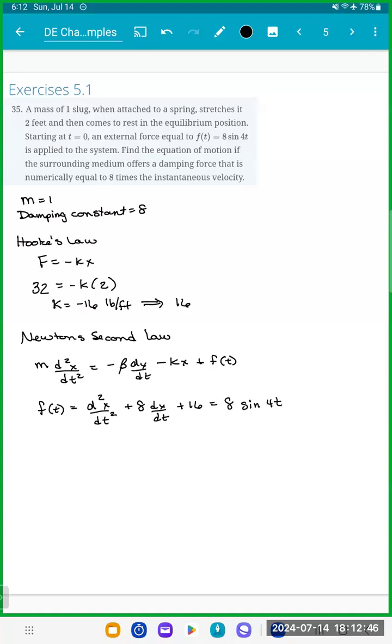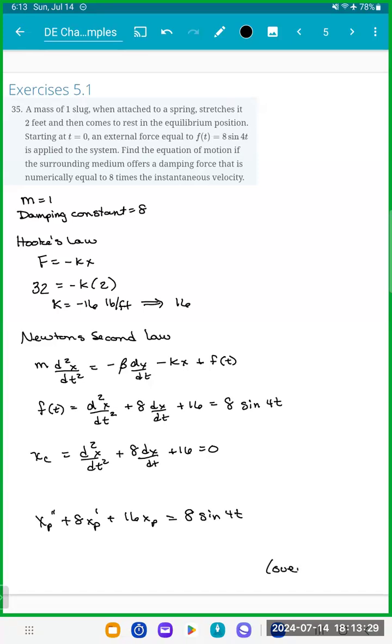So from that, we can see that our x sub c is going to be d squared x dt squared plus 8 dx dt plus 16 is equal to 0. And we also can, from that, note that our x sub p, our particular, x double prime plus 8x prime sub p plus 16x sub p is equal to our 8 sine 4t.